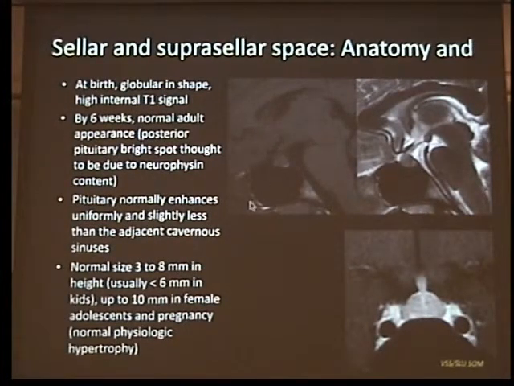At birth it's very globular. At 6 weeks you have the normal appearance of the posterior pituitary. At birth you will not see the bright spot. So if somebody shows you a 2-week-old child with no bright spot, don't go crazy, okay? It's only after 6 weeks you should have the bright spot, okay?